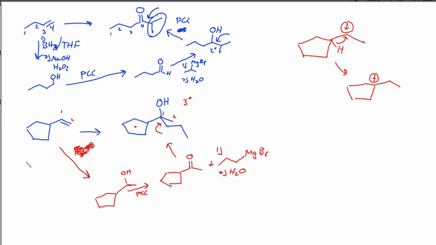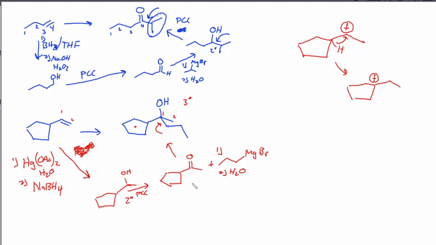And to do that, I hope you remember from the addition to alkene chapter, mercuration. So mercury diacetate and water, followed by NaBH4 to reduce the carbon-mercury bond. That will give us the secondary alcohol without rearrangement.